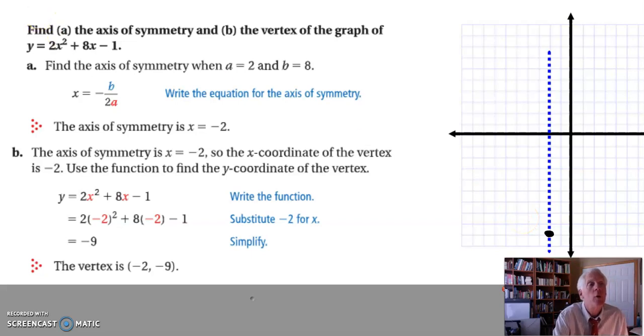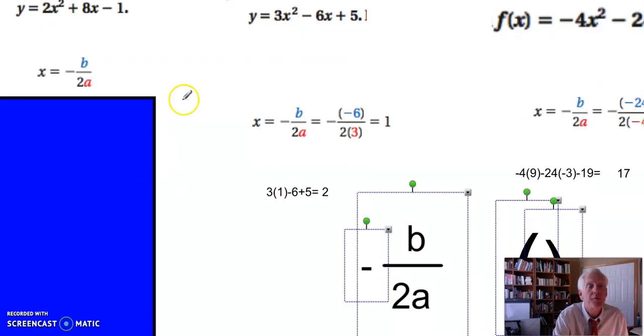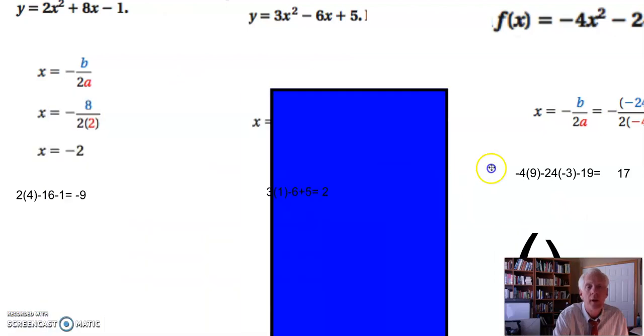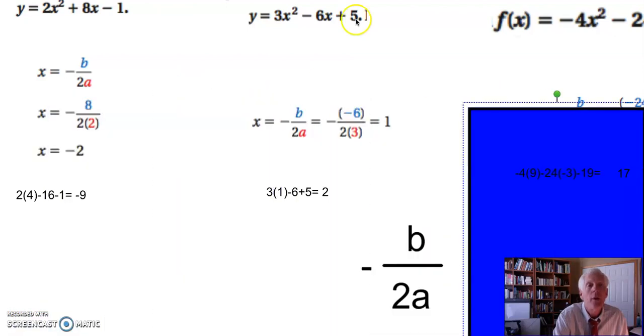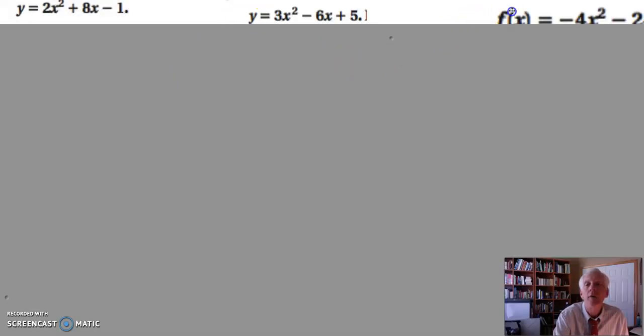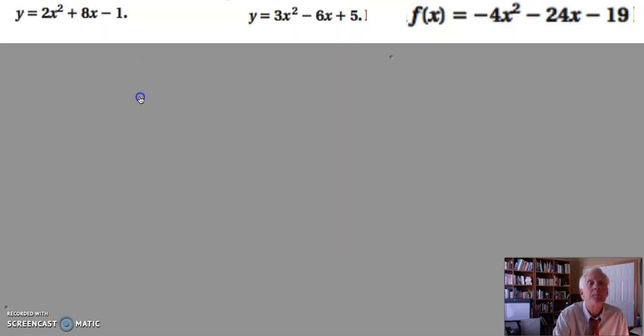Now let's go over here again. Here are a couple of examples just to practice finding those three, then I'll stop this video and we'll go on to another one. Let me screen the whole thing here. You can see three functions right here. For the first one, a is 2, b is 8. Identify those first. Second example, a is 3, b is negative 6. Third example, a is negative 4, b is negative 24.